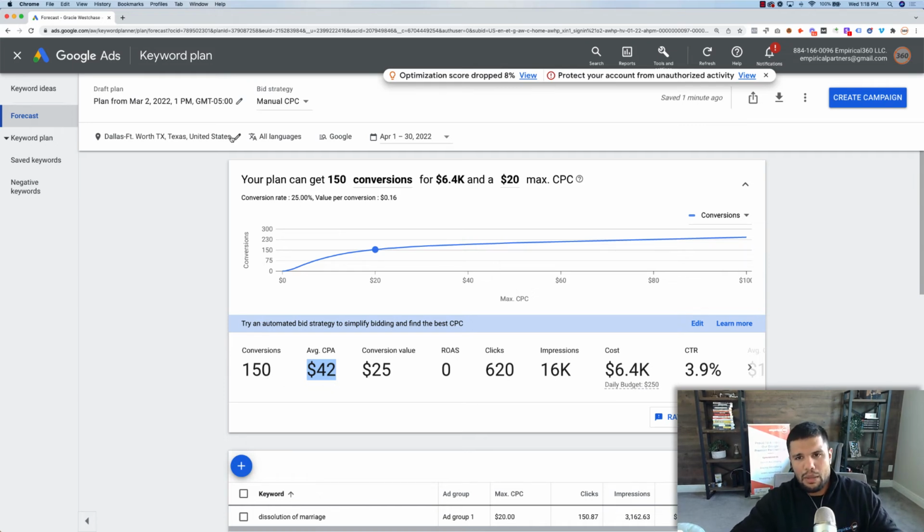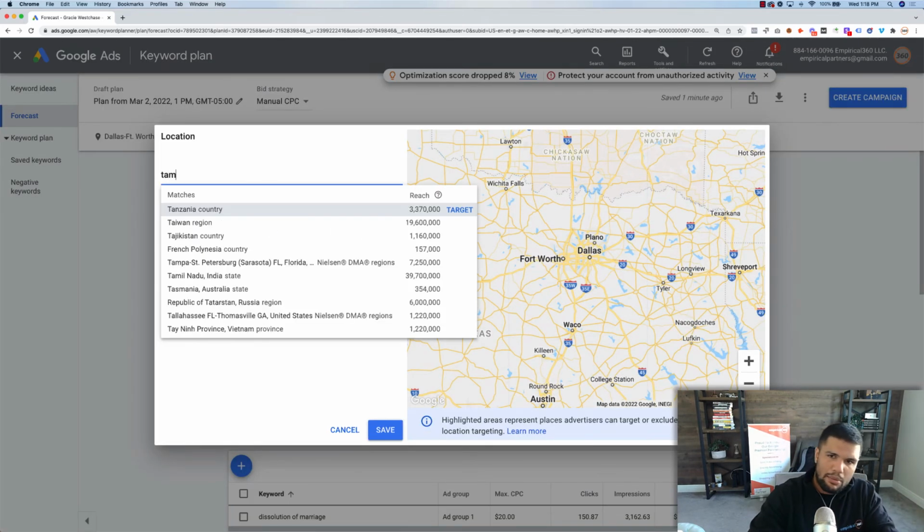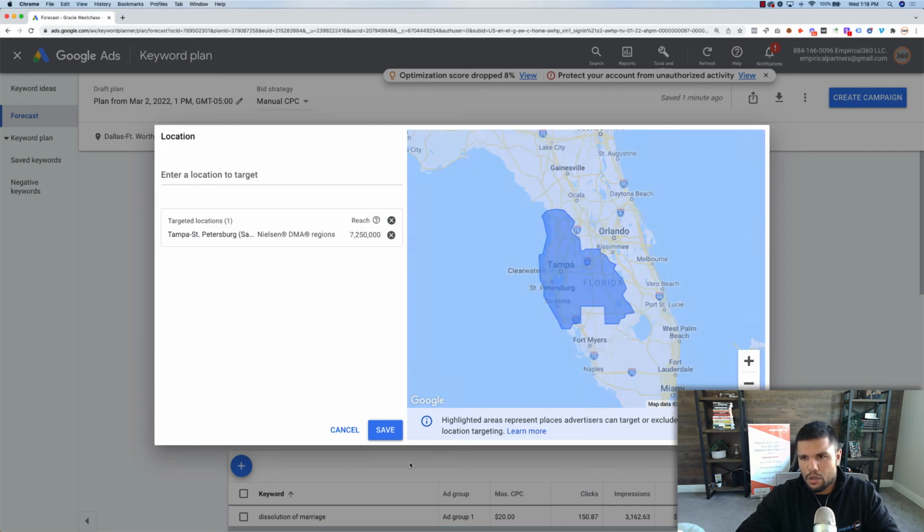Now, you can see here that this is a pretty scalable campaign, but this is in Dallas-Fort Worth. There's tons of people here. You can see that it has 26 million reach. If we go to a smaller city, and Tampa is not that much smaller, but that's where I am, I'll show you what these metrics look like.